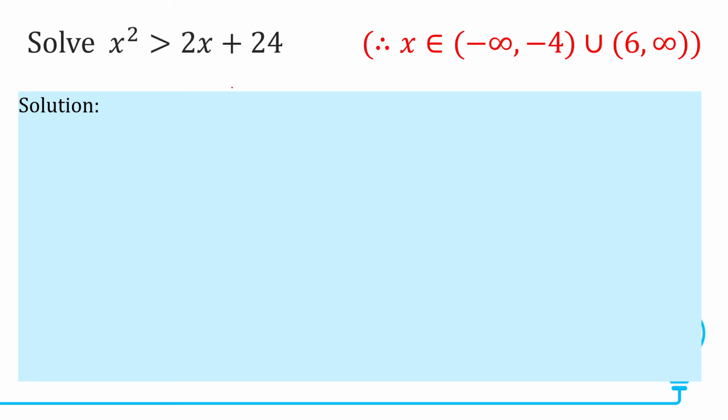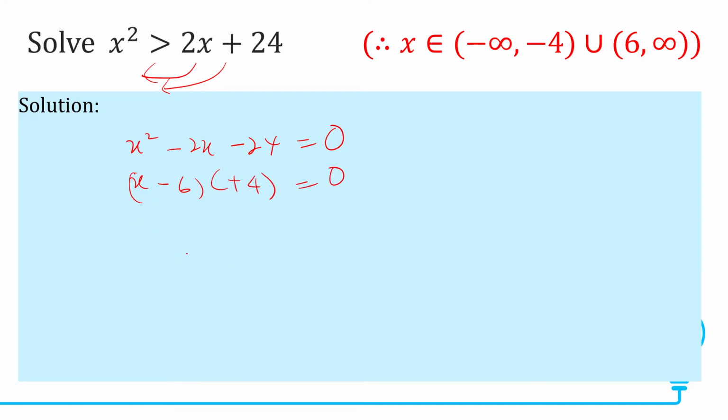Now let us look at one question: x squared greater than this one. How am I to answer this? I send this one here, because I want to preserve this one as positive. So I have x squared minus 2x minus 24 equals 0. So this one actually is x minus 6 and x plus 4 equals 0.